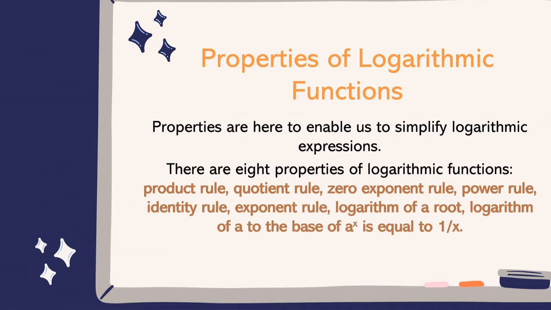There are 8 properties of logarithmic functions: product rule, quotient rule, zero exponent rule, power rule, identity rule, exponent rule, logarithm of a root, and logarithm of a to the base of a to the power x is equal to 1 over x.